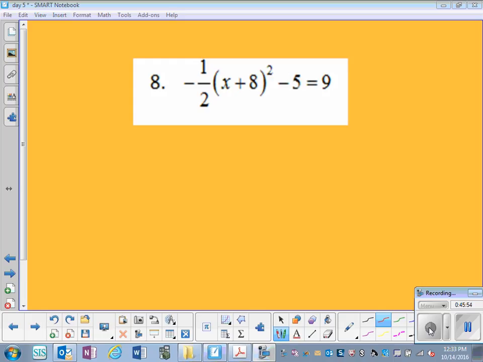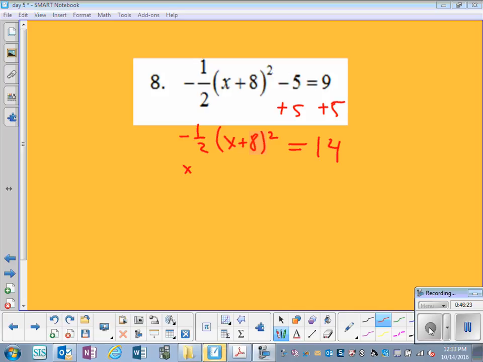Okay, so who can help me solve this one? Elise, since you're looking at me. How do we solve this? Add 5. The first step is to get rid of everything on one side but the perfect square. So minus 1 over 2 times (x plus 8) to the power of 2 equals 14. Now what?